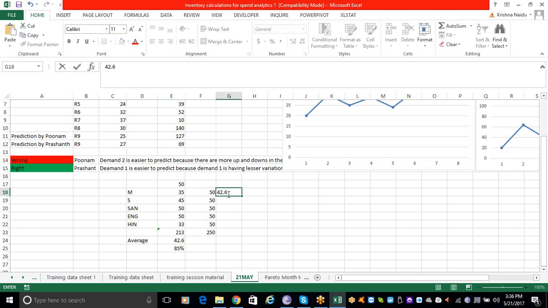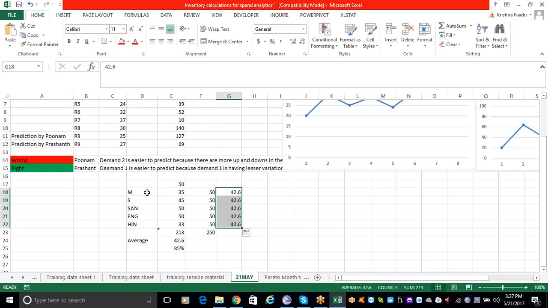What is the meaning of average? It means per subject, my score was 42.6. Poonam, am I right? Yeah. So if I say my average score is 42.6, this means per subject my score is 42.6, right?